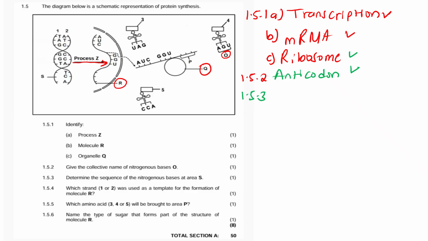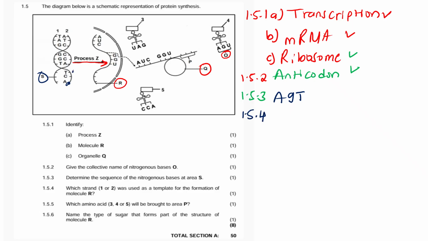So 1.5.3. Determine the sequence of the nitrogenous bases at area S. This is our area S. So now we have to determine the sequence of nitrogenous bases. So it is A, G, T, right? Good. It is A, therefore now G and then T.